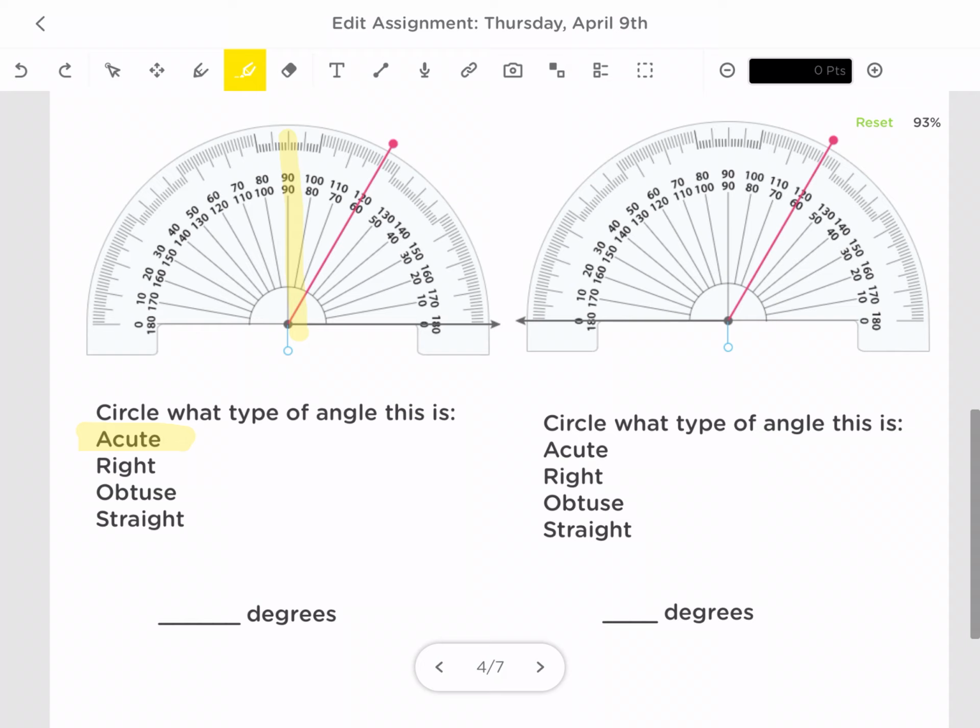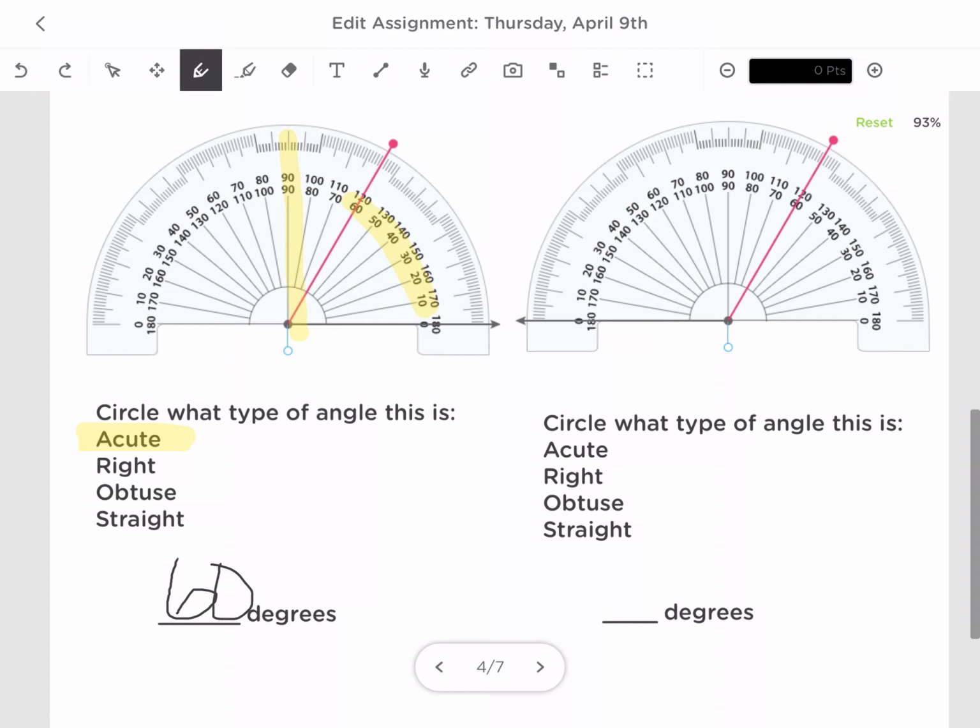And then we're going to decide, is my angle opening to the right or is it opening to the left? In this situation, it's opening to the right. So we're going to use that bottom set of numbers here. Now I'm going to look at where my red line is, and when I look at it, it is on the 60. So my angle measurement for this first one is 60 degrees.